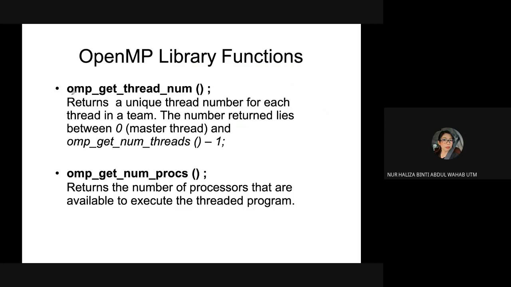So under your omp get thread num, it is the function for you to return a unique thread number for each thread in a team. The numbers returned lie between 0, which is called the master thread, and omp get num threads minus 1. Omp get num procs is the last OpenMP library function, which returns the number of processors that are available to execute the threaded program.